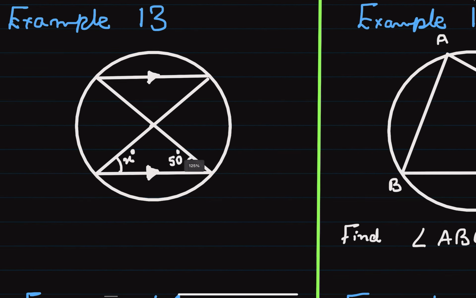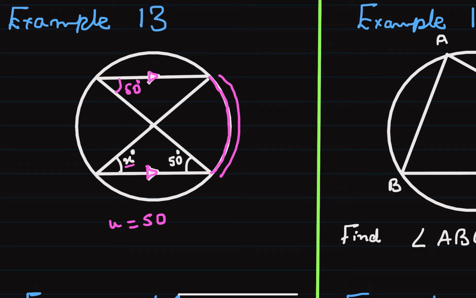Look at this. We need to work out this x. If this is 50, which makes this angle 50 because they are alternate angles and the lines are parallel. So this 50 is subtended by this arc. So if you look at this x, this is also subtended by this arc. So x should clearly be 50, right?